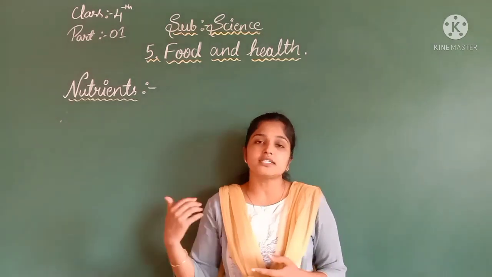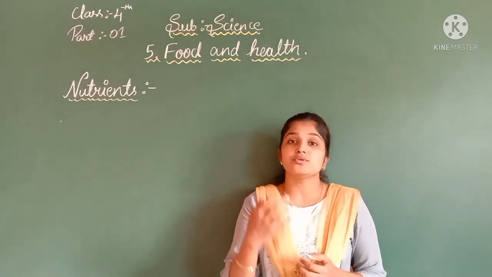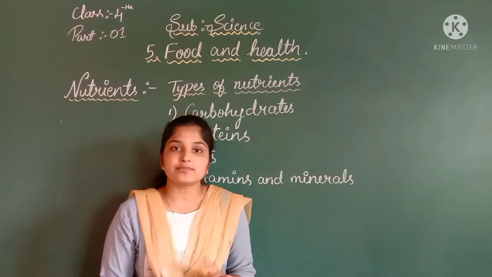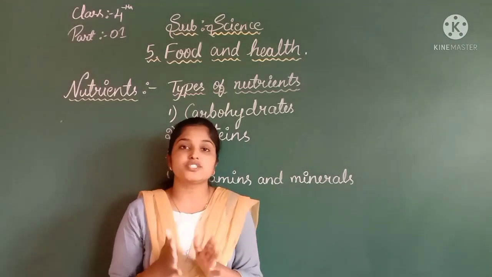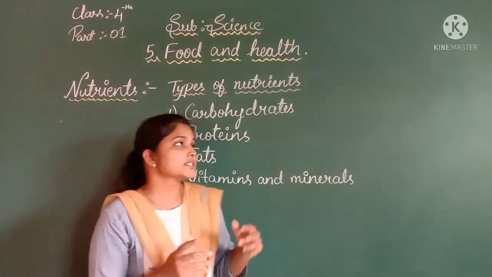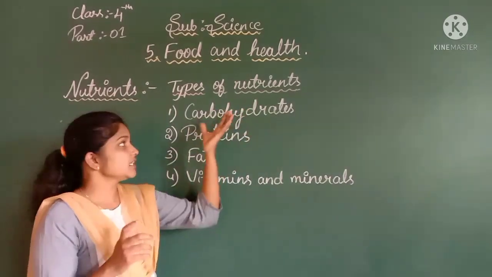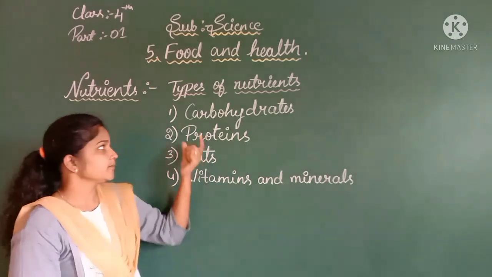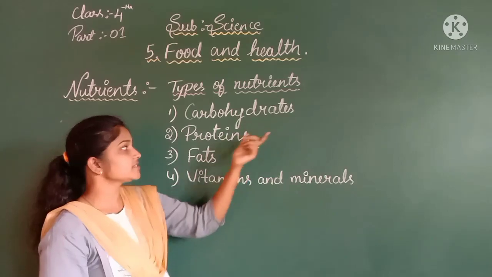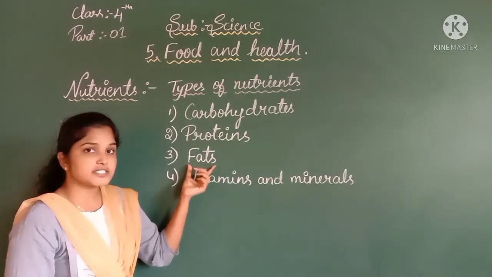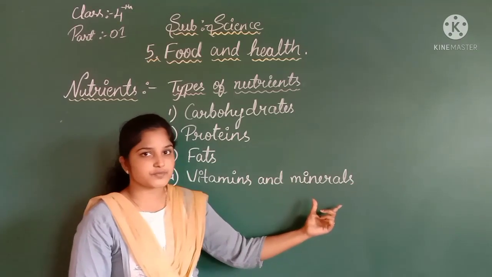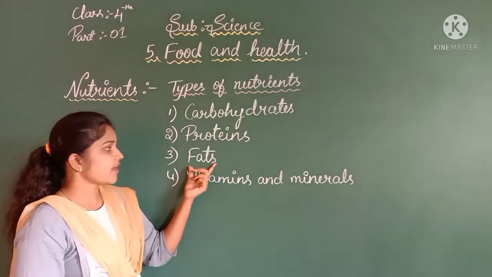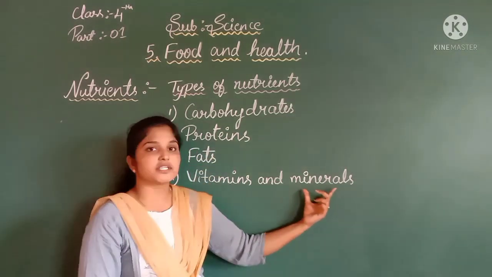Then what are the types of these nutrients, and what are the uses of those nutrients? We shall discuss now. The different types of nutrients that are necessary to keep our body healthy are carbohydrates, proteins, fats, vitamins and minerals. Which are those? Carbohydrates, proteins, fats, vitamins and minerals.